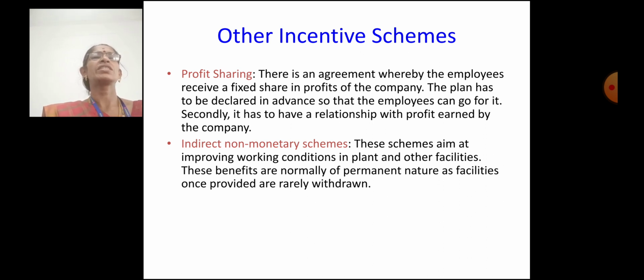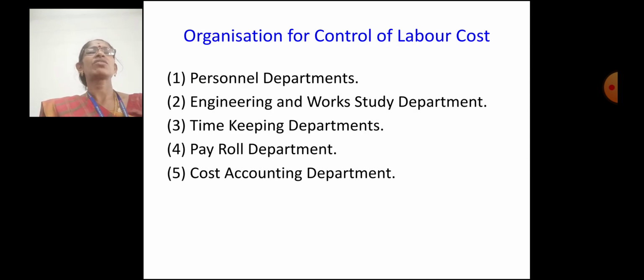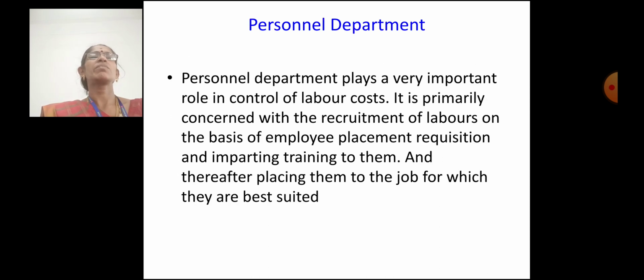Indirect non-monetary schemes. These schemes aim at improving working conditions, planned and other facilities. These benefits are normally permanent in nature, as facilities once provided are rarely withdrawn. Organization for control of labor cost: personnel department, engineering and work study department, timekeeping department, payroll department and cost accounting department.